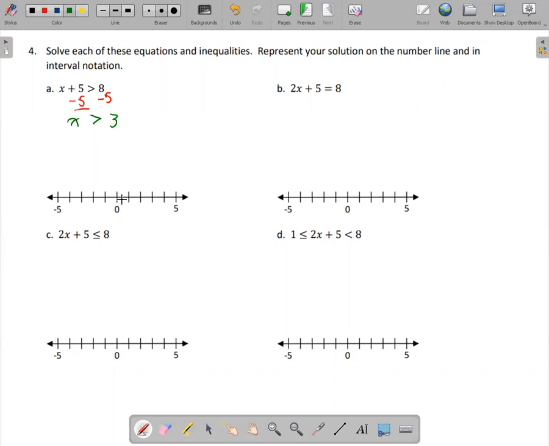So on the number line, 0, it looks like this is 1, 2, 3, 4, 5. So 1, 2, 3. 3 gets an open circle. And then greater than means I shade to the right. So that would be my solution on the number line.